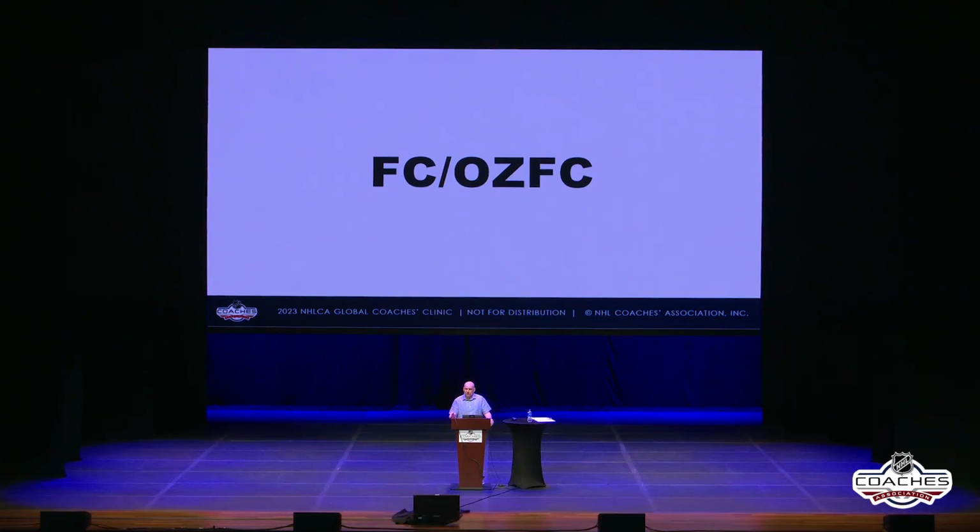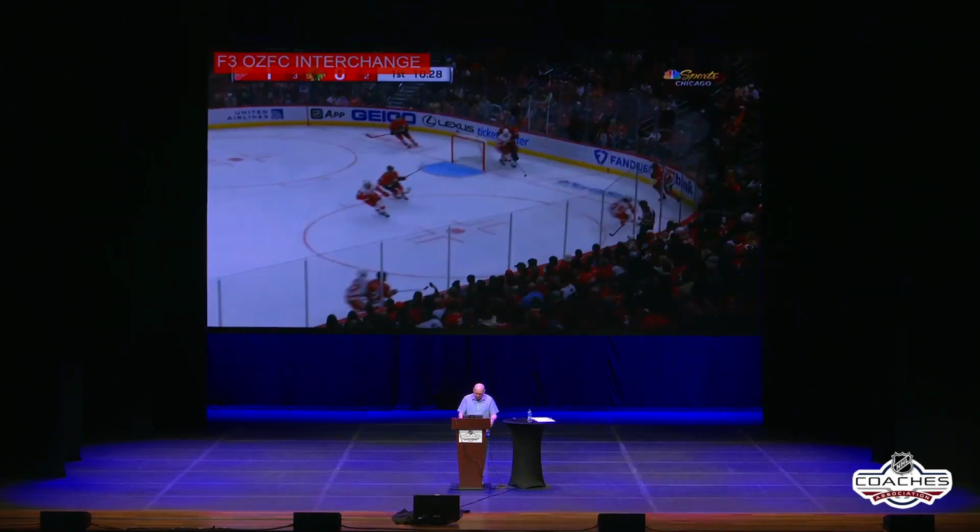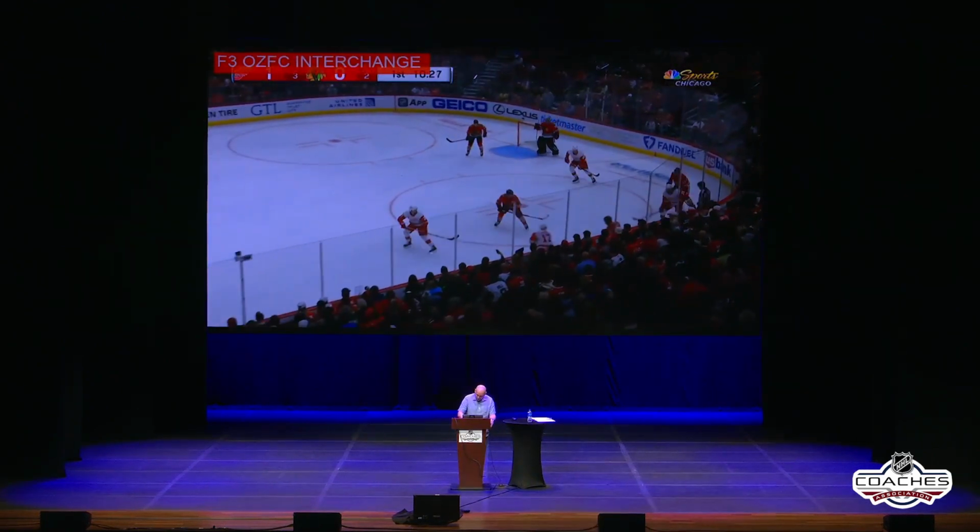Forecheck, OZone forecheck. Again, different looks. They're kind of connected, like all this F3 is, but I call the OZone forecheck usually on a stalled puck. And these are some examples right here. This is us. There's F3 above the play. It allows our D to gap down, establish that forecheck.